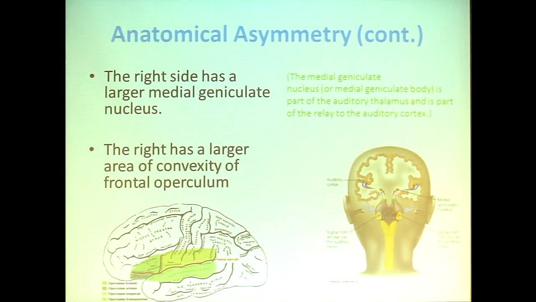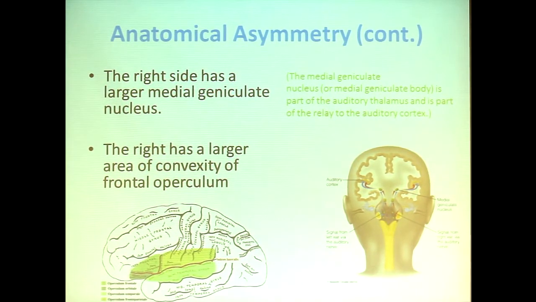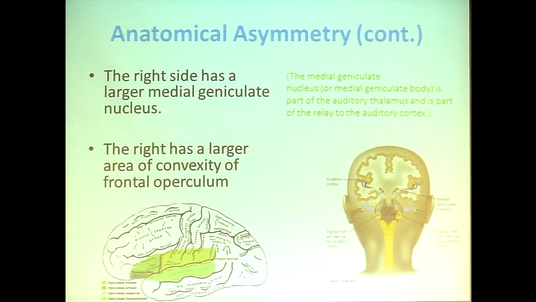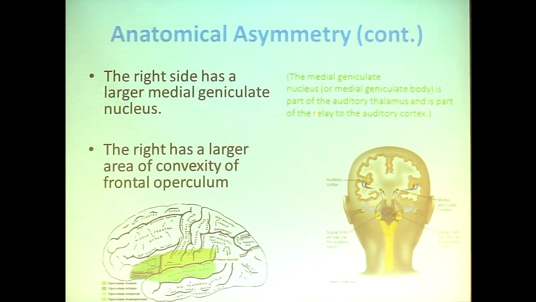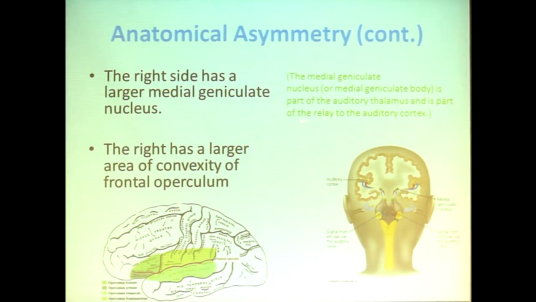This is the medial geniculate nucleus. It is part of the thalamus, and it is involved with a relay of auditory information. So I've just put a reminder there of what it is. The medial geniculate nucleus, or the medial geniculate body, is part of the auditory thalamus and is part of the relay to the auditory cortex, just so that you can remember.